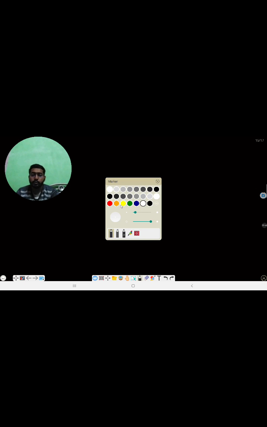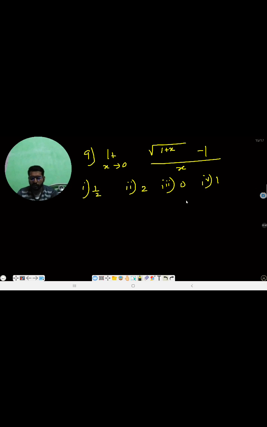Now the next one, this is the easy one, try this one. Question number 9. It is given limit x tends to 0 of root under of 1 plus x minus 1 divided by x, and the values are given. Option 1 is half, option 2 is 2, option 3 is 0, option 4 is 1. Now this is a very easy one. You can use the derivative like the L'Hopital rule here, or you can use the basic thing here.